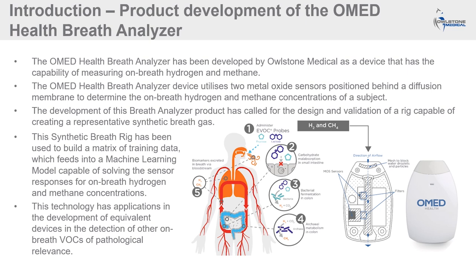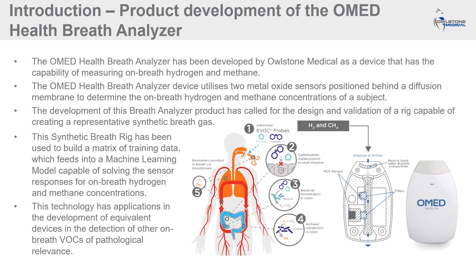As part of the product development of the OMED Health Breath Analyzer, we determined the optimal sensors to utilize for the detection of on-breath hydrogen and methane that would fit the requirements of this device. We then designed the electromechanical aspects of the product through a rigorous prototyping process. Following product design, we knew that we would need to develop a matrix of sensor responses which can be used to train an algorithm to calculate the on-breath hydrogen and methane concentrations from the sensor responses in a sample collection.